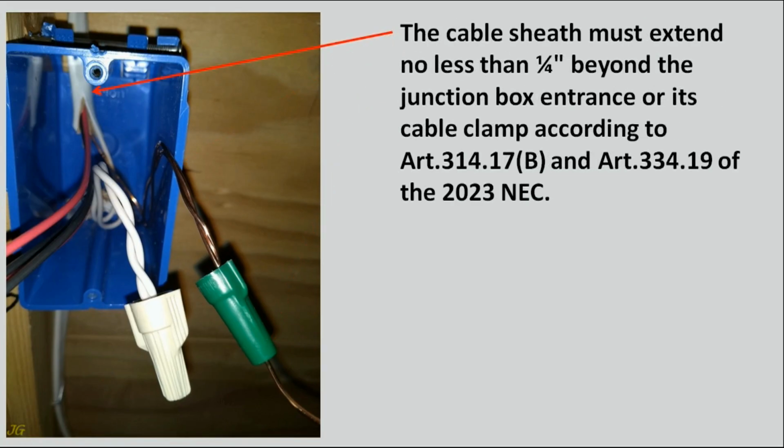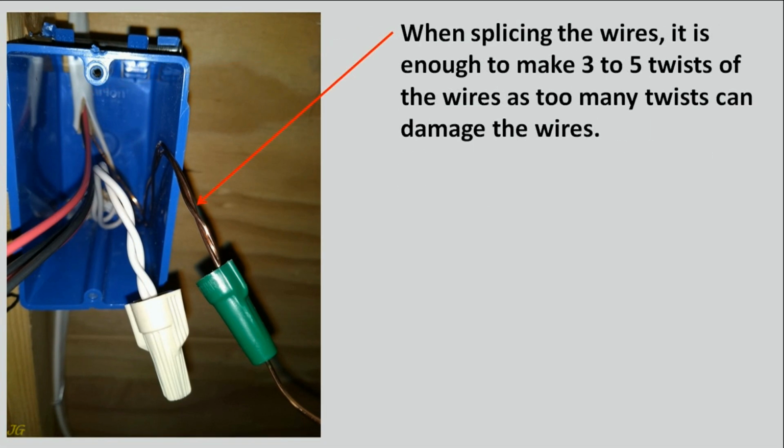The cable sheath must extend no less than 1/4 inch beyond the junction box entrance or its cable clamp, according to Article 314.17(B) and Article 334.19 of the 2023 NEC. When splicing the wires, it is enough to make 3 to 5 twists of the wires, as too many twists can damage the wires.